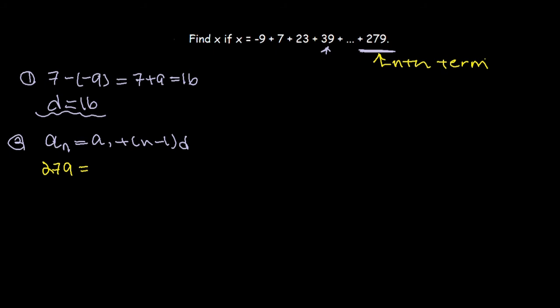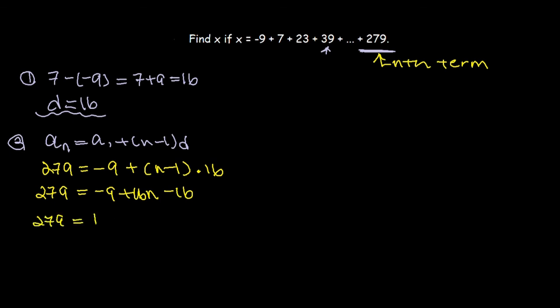So 279 equals a sub 1, the first term, which is negative 9, plus, we don't know what n is or how many terms there are, and the common difference is 16. Let's go ahead and simplify this. So 279 equals negative 9 plus 16n minus 16. It's basic algebra here. So 279 equals 16n minus 25. And now we're going to add 25 to both sides.